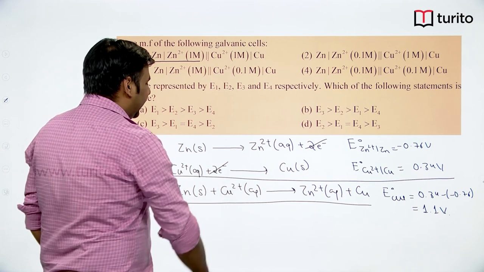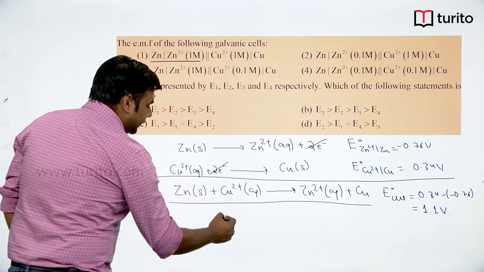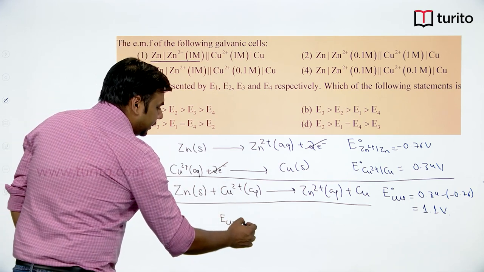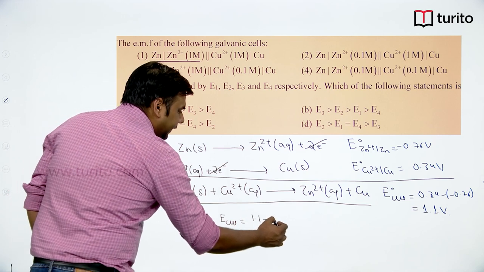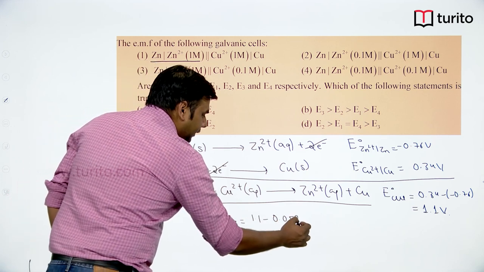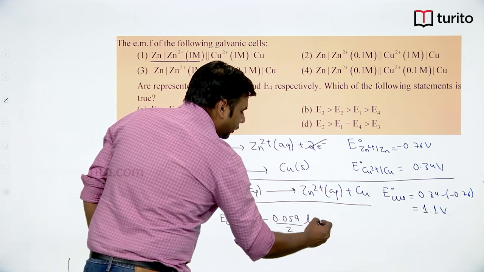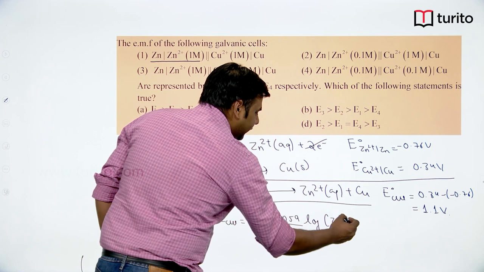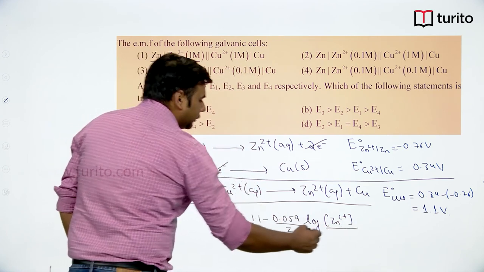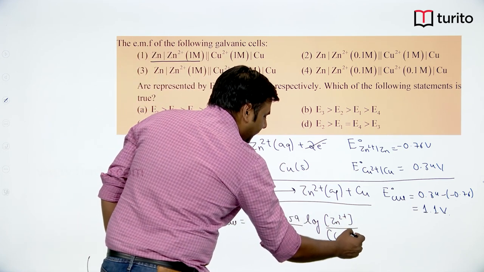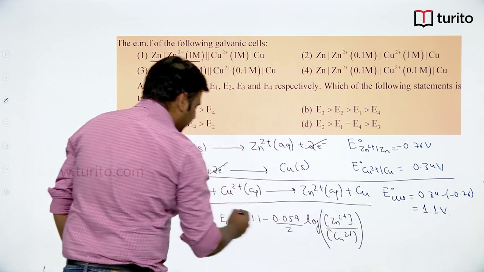Now we'll write the Nernst equation for this. E cell will be equal to E naught cell, which is 1.1, minus 0.059 upon 2 into log of the concentration of zinc 2 plus divided by the concentration of copper 2 plus.